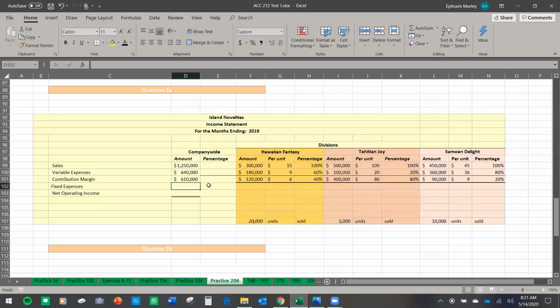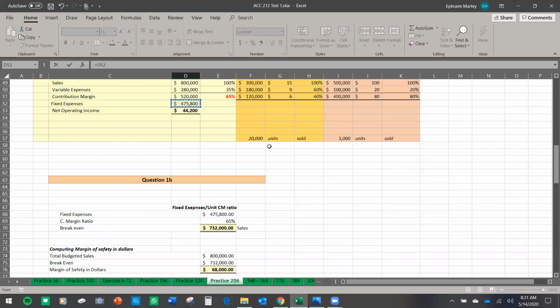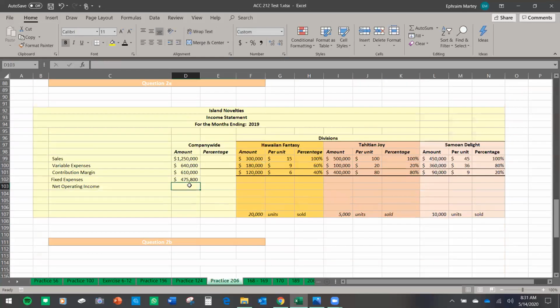What is our fixed expenses? Our fixed expenses did not change. They're going to stay the same. So we're going to select fixed expenses from here, 475,800. Then our new contribution margin for the entire company will be this one, that's $134,200. Does that make sense? Yep, that should make sense.